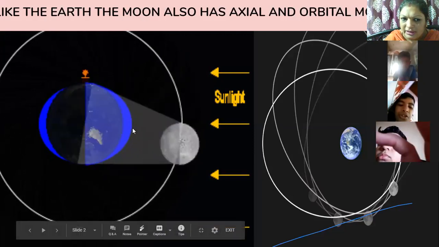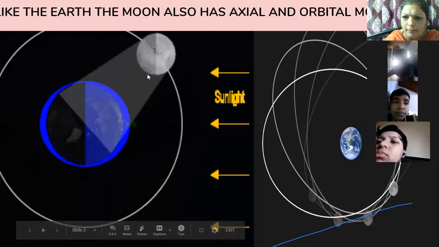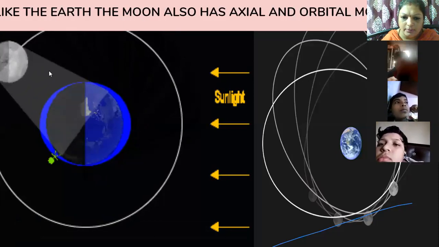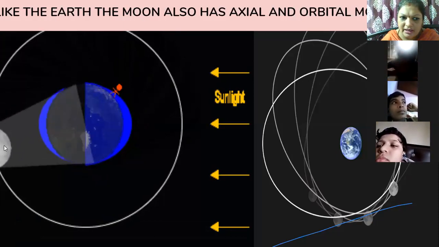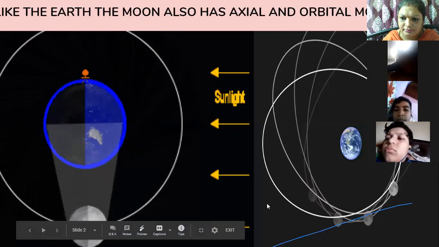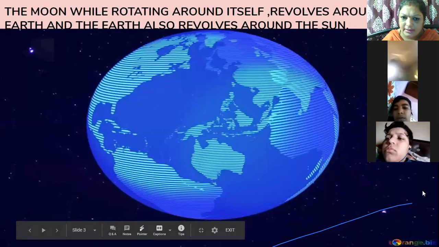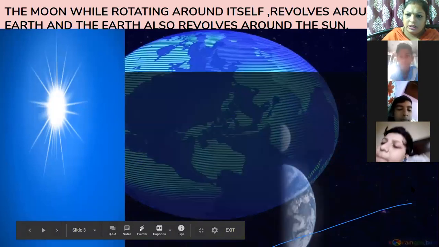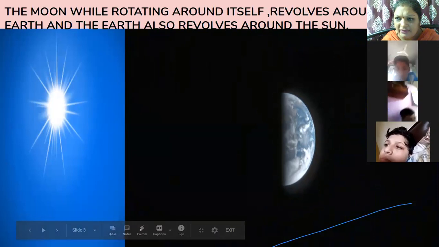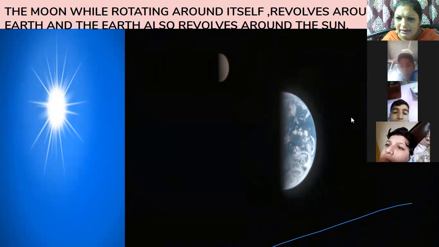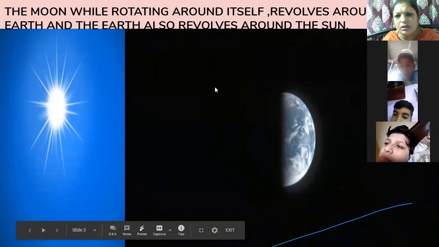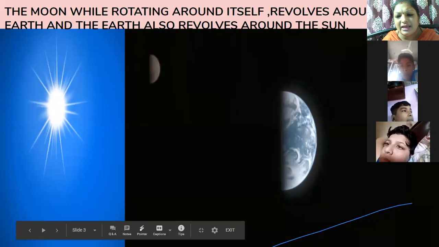Now, this is a view of the moon, the top view. If you see from the top, you can see the moon spinning around itself and revolving around the earth. Look at this picture now. In this picture, you can see the moon spinning around itself, that is axial motion, and it is also revolving around the earth. The moon revolves around the earth, orbital motion, or we can say revolution.